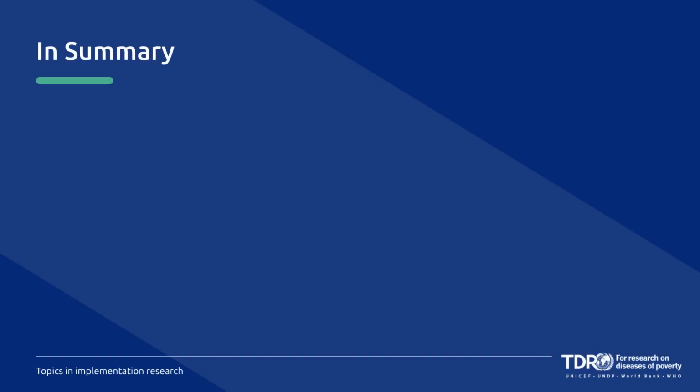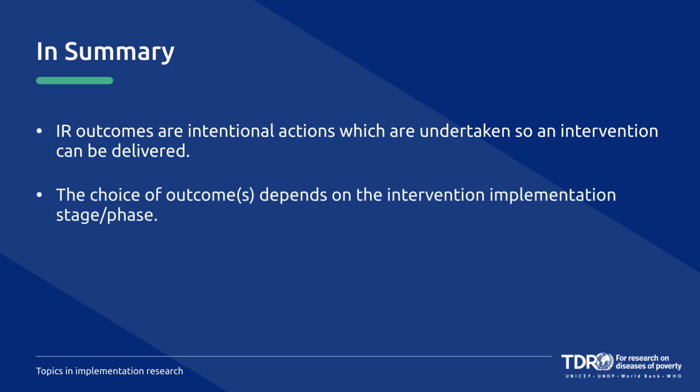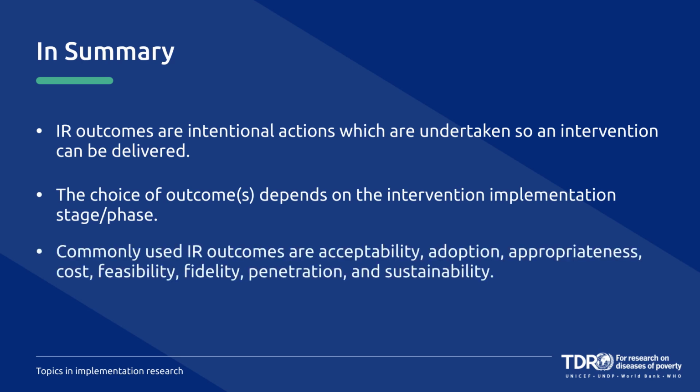Let's summarize what we have learnt in this chapter. Implementation research outcomes are intentional actions which are undertaken so an intervention can be delivered. The choice of outcomes depends on the intervention implementation stage or phase. Commonly used implementation research outcomes are acceptability, adoption, appropriateness, cost, feasibility, fidelity, penetration, and sustainability.